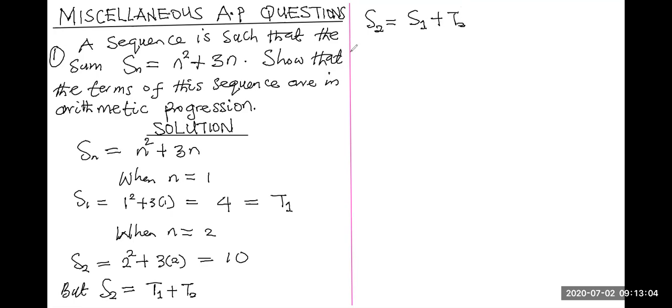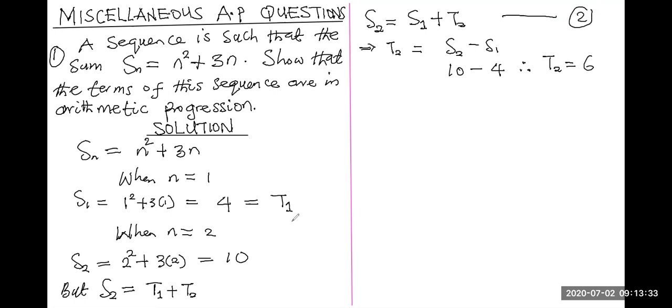So what is our second term? That implies that our second term, t2, is equal to S2 minus S1, and S2 is gotten as 10. 10 minus S1, and we had S1 as 4. So therefore, our second term, t2, is equal to 6. I'll call this equation 2, while I call the previous one equation 1.